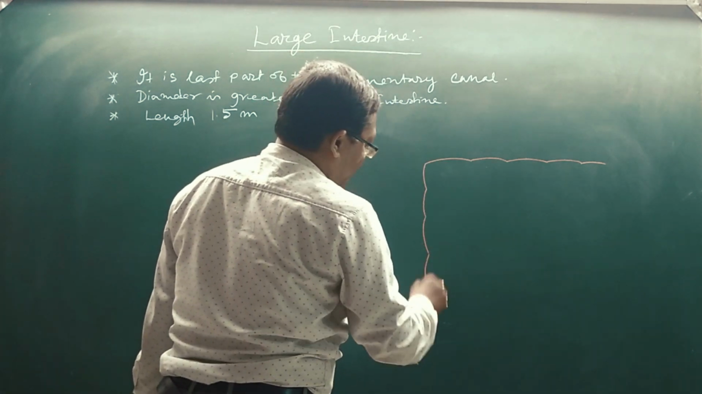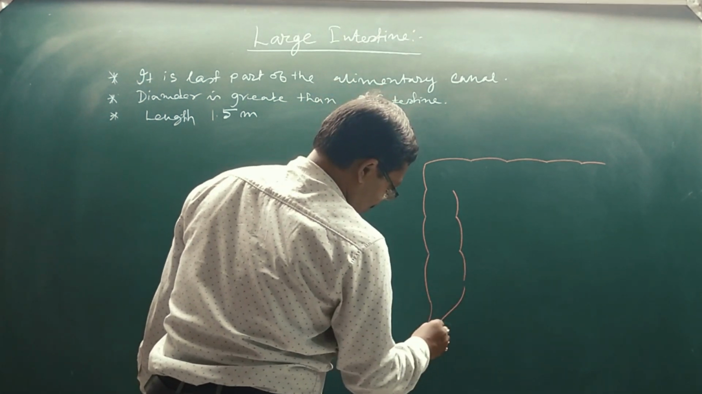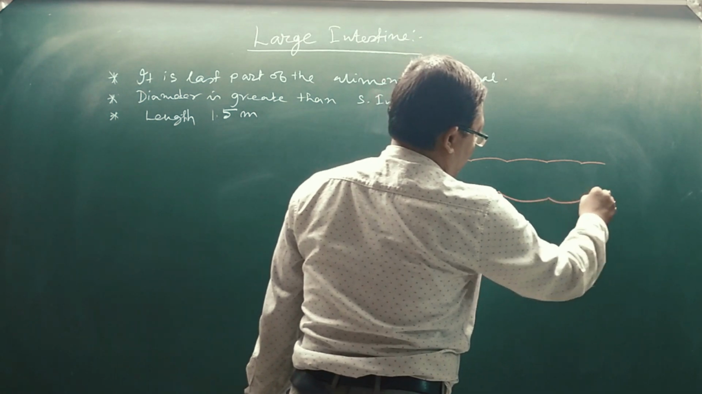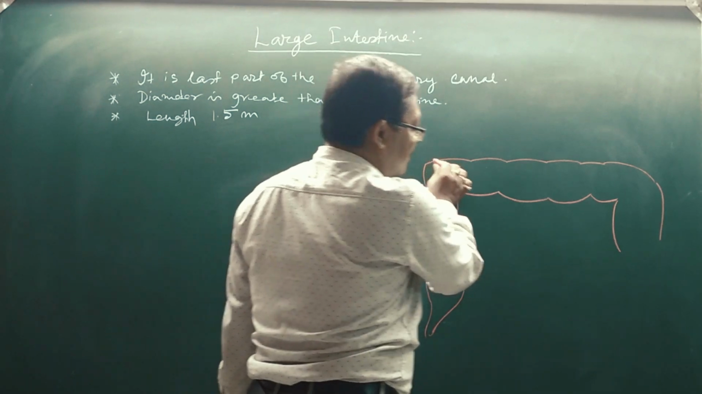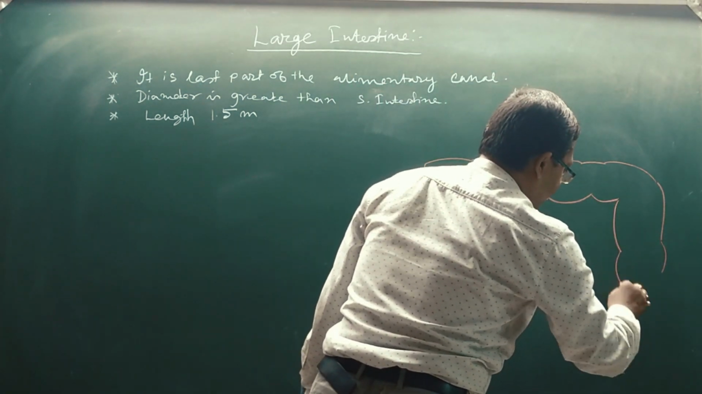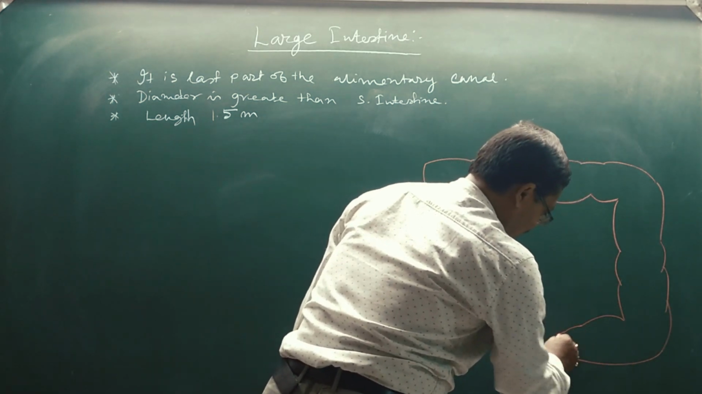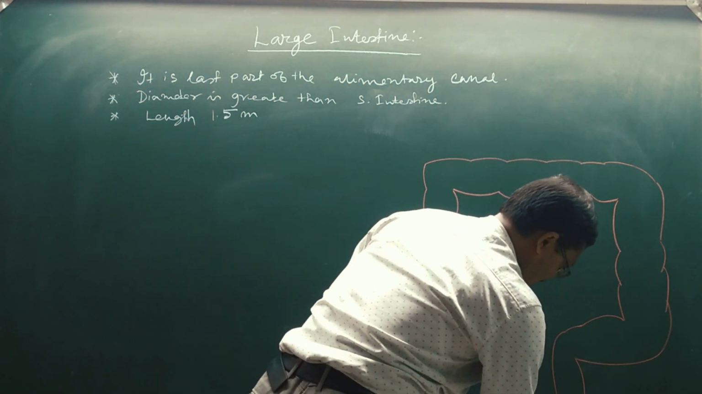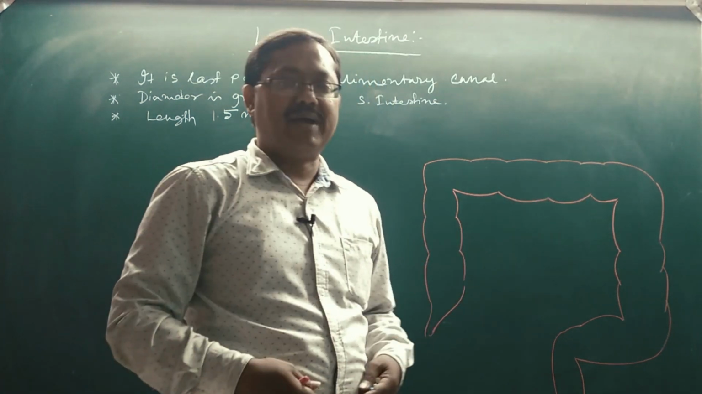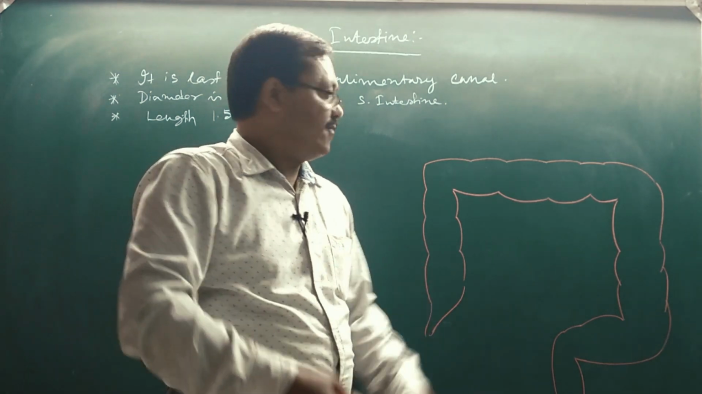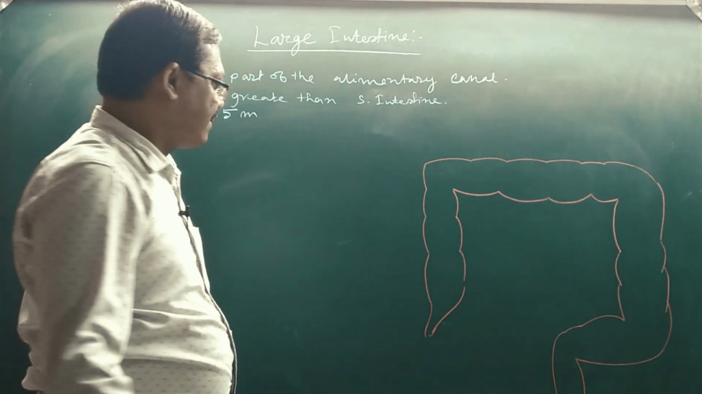It is a long tubular part. This is the ascending part, this is the transverse part, this is the descending part, and this is the sigmoid part. This tubular structure is present in the abdomen, just below our stomach. The large intestine consists of several parts.